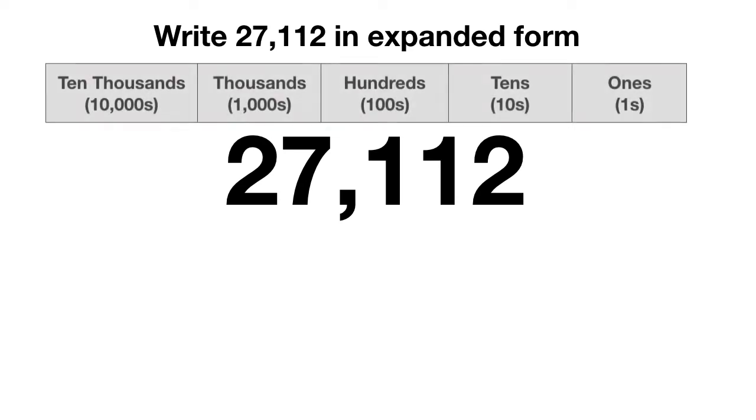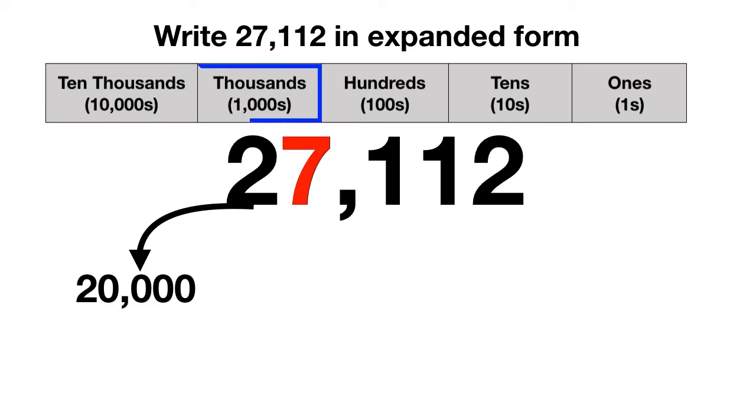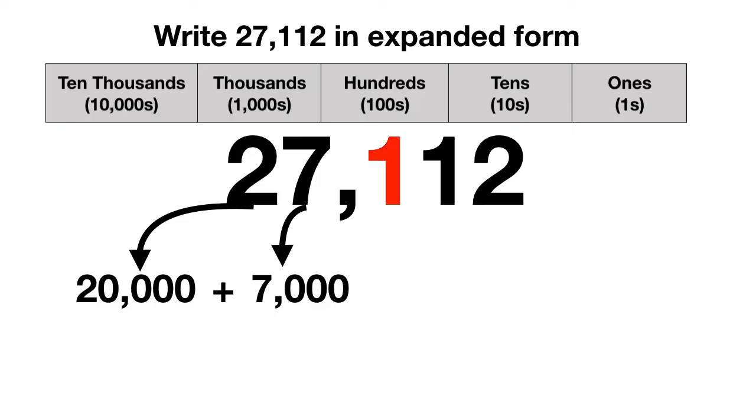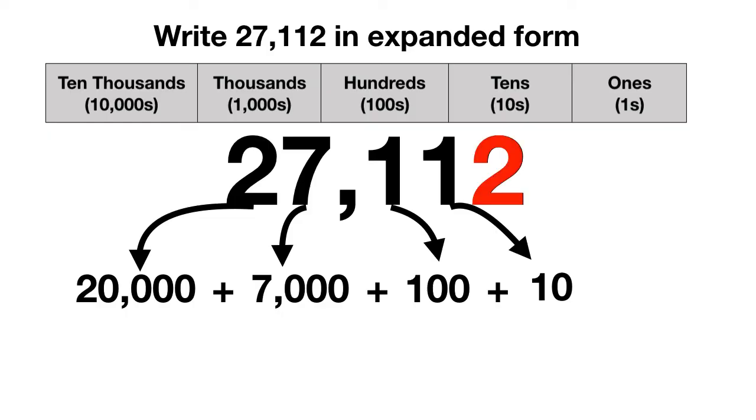Let's write 27,112 in expanded form. So you start with the number and think about place value. The 2 is in the 10,000s, so it has a value of 20,000. The 7 is in the thousands place, so it has a value of 7,000. This first 1 is in the hundreds place, so it has a value of 100. And the next one is in the tens place, so it has a value of 10. Finally, this 2 is in the ones place, so it has a value of 2.